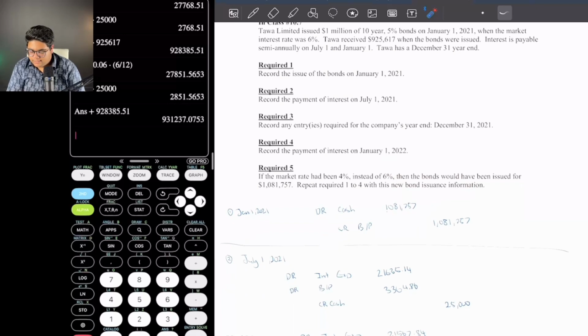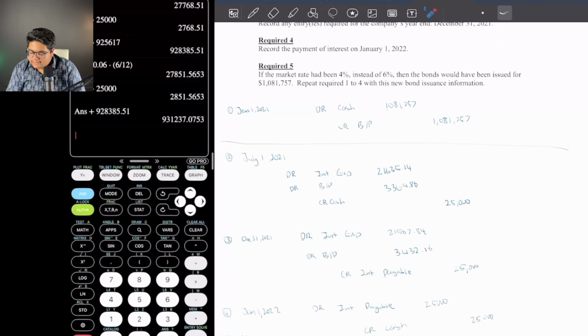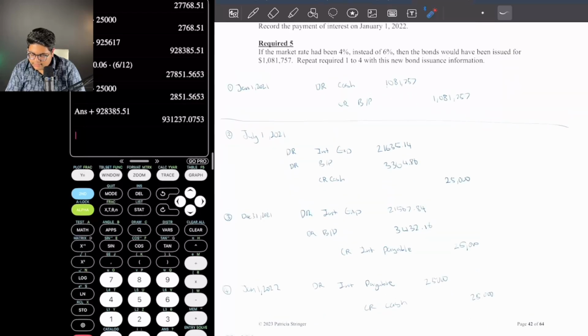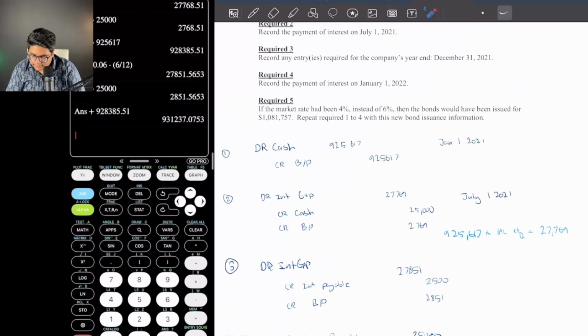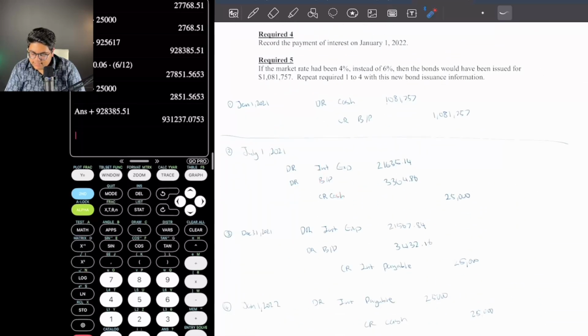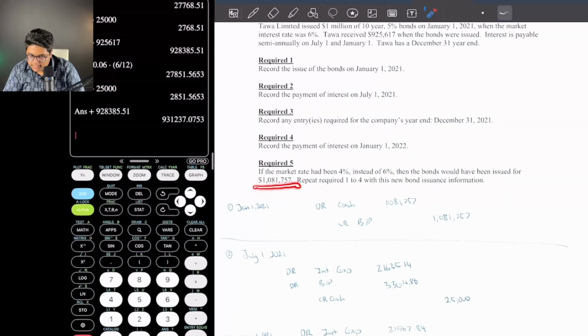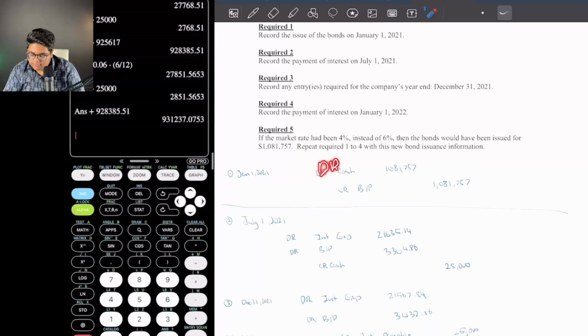So the premium is going to be 1,081,757. Literally the exact same concept, but instead of our debit credit, we're going to have a debit credit the other way around. Basically, we know our cash is always going to be 25K no matter what. We need to now decrease our bond payable amount, because we need to decrease 1.081 million to 1 million. To do that, we're going to debit bond payable.